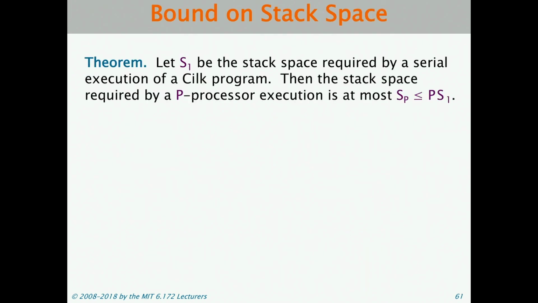We can also bound the stack space used by a Cilk program. Let S sub 1 be the stack space required by the serial execution of a Cilk program. Then the stack space required by a P processor execution is going to be bounded by P times S1. So S sub P, the stack space required by P processor execution, is less than or equal to P times S1.